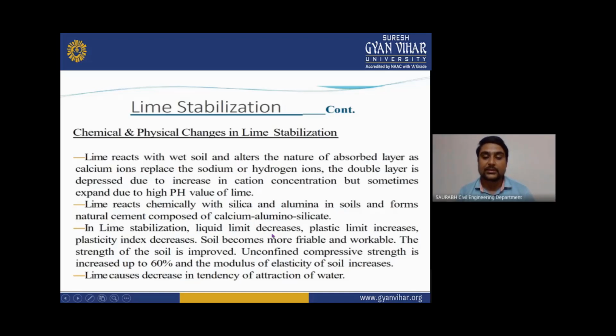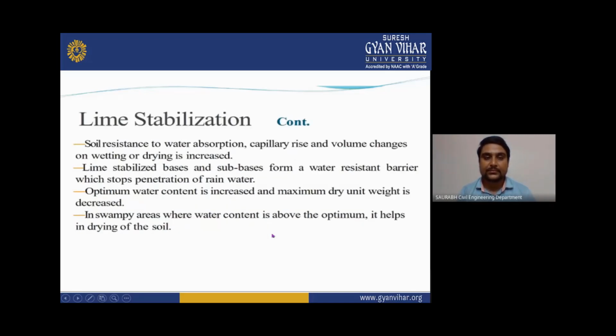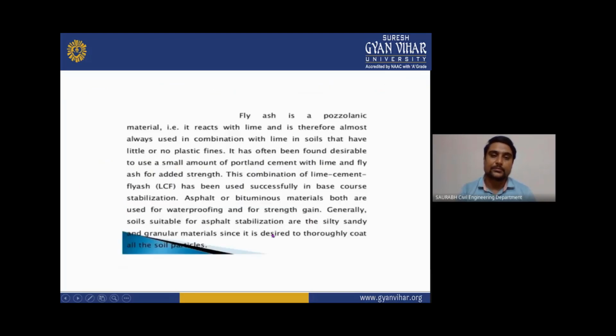Lime causes a decrease in the tendency to attract water. Soil resistance to water absorption, capillary rise, and volume changes on wetting or drying is increased. Lime-stabilized base and subbase form a water resistance barrier which stops penetration of rainwater. Optimum water content is increased and maximum dry unit weight is decreased. In swampy areas where water content is above the optimum, it helps in drying of the soil. So we have to do lime stabilization where we need to improve the bearing capacity of soil.